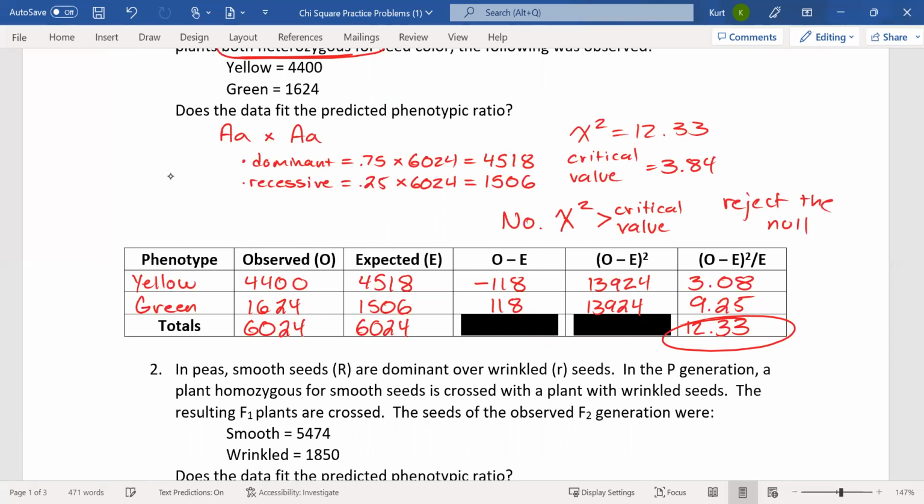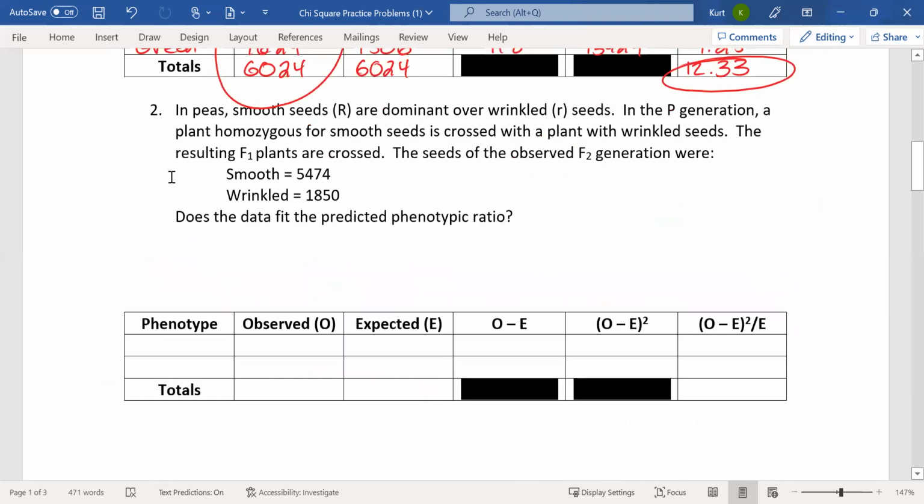When you reject the null, you are saying that getting this observed outcome is not statistically possible by chance. This outcome is influenced. It is directed. It didn't happen randomly. Maybe there's something going on with the way that the gardener is planting his peas. I don't know. It's just not going to happen by chance. Any questions on 1? Let's move on to 2.